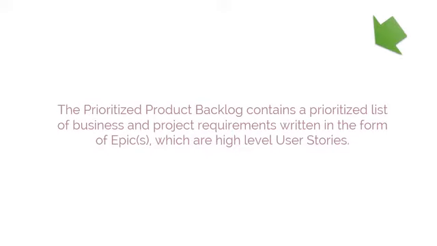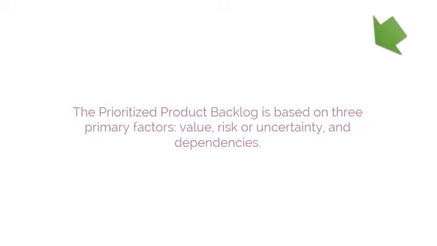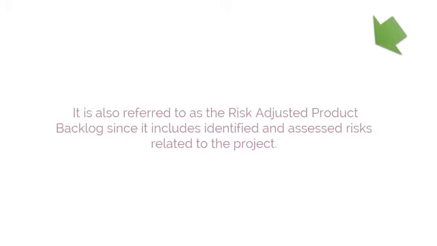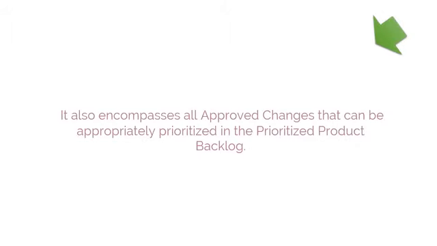Prioritize product backlog. The prioritized product backlog contains a prioritized list of business and project requirements written in the form of epics, which are high-level user stories. The prioritized product backlog is based on three primary factors: value, risk or uncertainty, and dependencies. It is also referred to as the risk-adjusted product backlog, since it includes identified and assessed risks related to the project. It also encompasses all approved changes that can be appropriately prioritized in the prioritized product backlog.